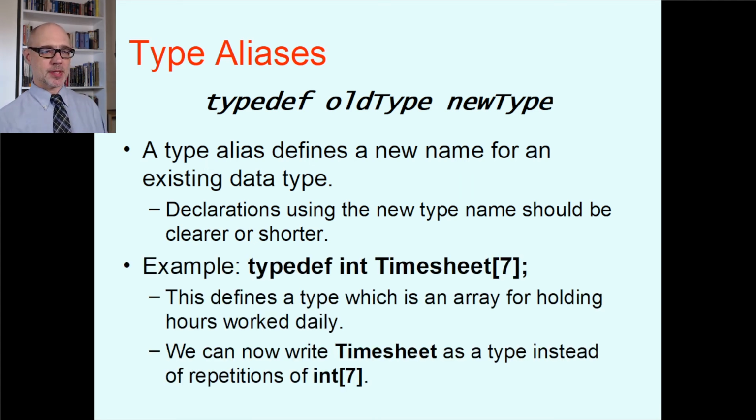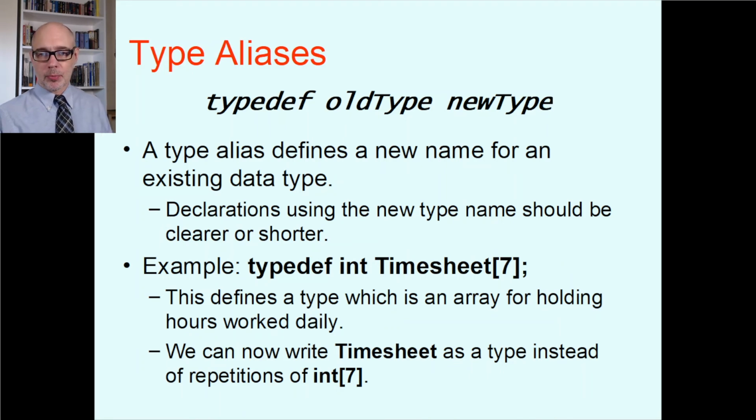So a little example, let's say I write down typedef int Timesheet[7]. What that's doing is defining a type, which is an array for holding hours worked daily. It's for a timesheet, okay? Now, that's the same as int[7], which is to say an array of integers of size 7.